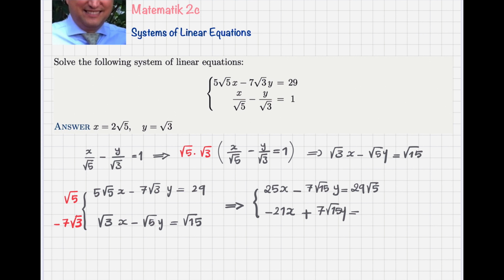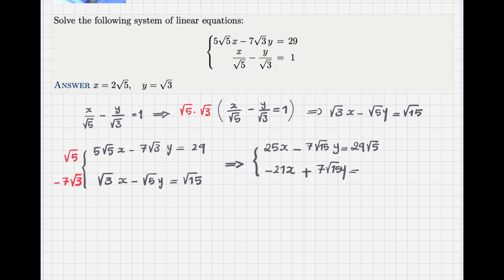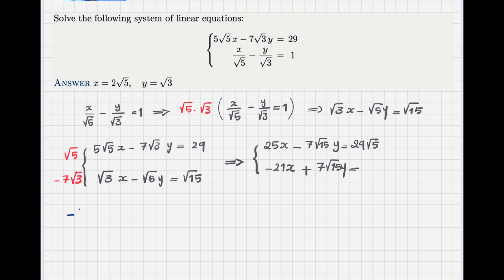Okay, so let me do the right hand side here. So you will multiply minus 7 square root of 3 by square root of 15. Okay, so what can you do? You can write it as minus 7. If you multiply the ones under the square root sign, it becomes 45.